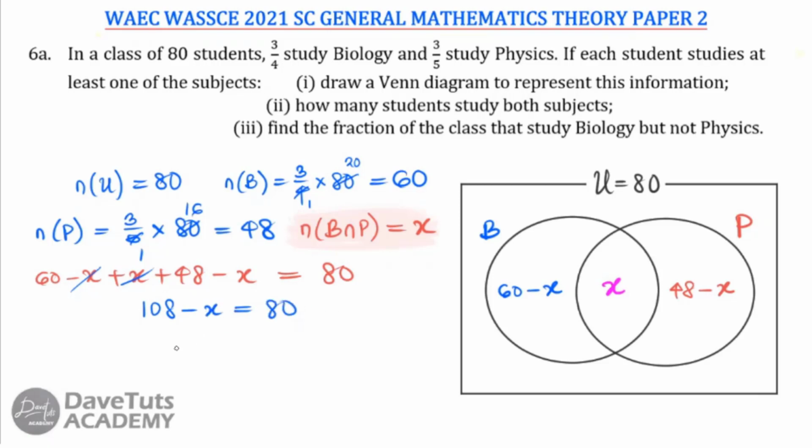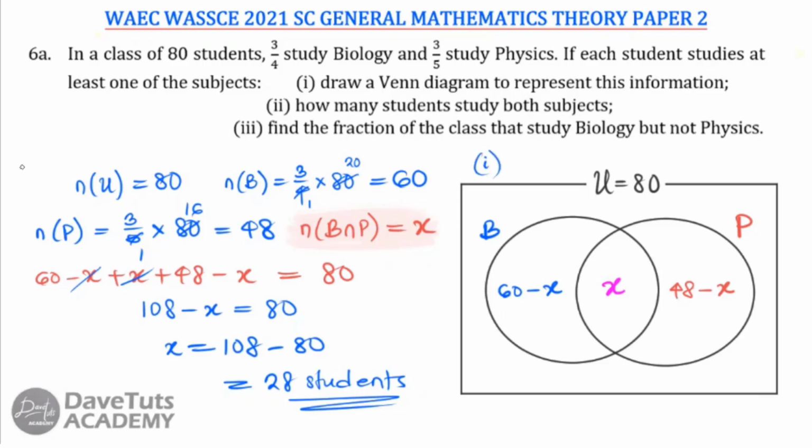And if you rearrange, X will be 108 minus 80, and that will be like 100 minus 80 is 20. Then with the 8, we have 28 students. So 28 students are those that study both subjects that we identified as biology intersect physics. So here our Venn diagram is question number 1. The number of those that study biology and physics is question number 2. We now need to get the fraction of the class that study biology but not physics.